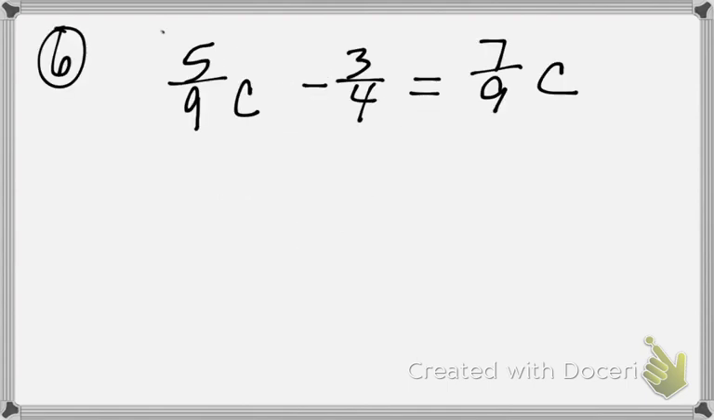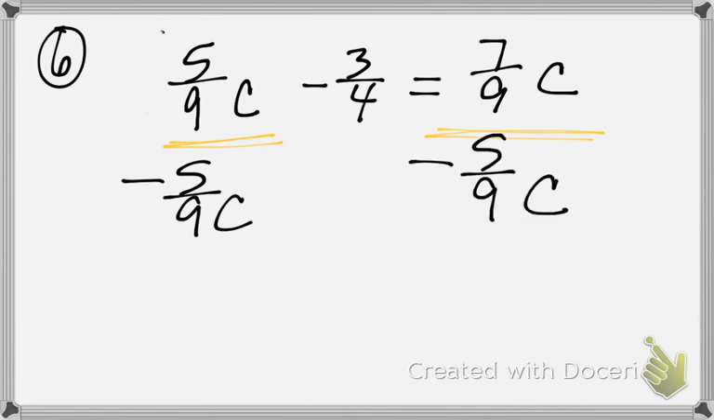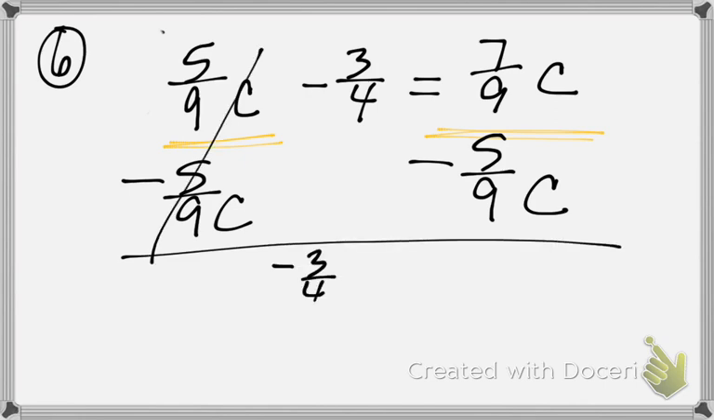Okay, for number 6, notice this time I've got variables on both sides. I need to get rid of one of those variables. So I'm going to take away the 5 over 9c because that one is the smaller one. So if I subtract 5 over 9c from both sides, this one will cancel over here. That's going to leave me with negative 3/4. And then 7 over 9 minus 5 over 9 is 2 over 9c. So now I've got to cancel out that 2 over 9. We know from our multiplicative inverse property, you do that by multiplying by 9 over 2, which will cancel.